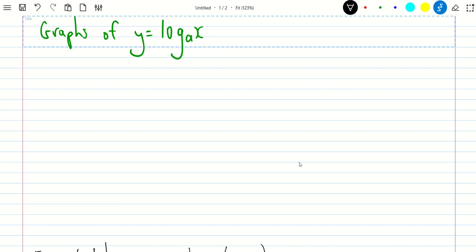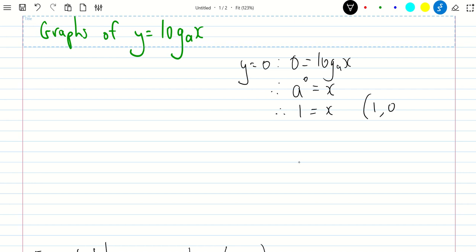Firstly, let's have a think about a few different points. What happens when y is equal to 0? So 0 is equal to log base a of x. If we rewrite this, that means a to the power 0 is equal to x, and we know that a to the power 0 is 1, so x is equal to 1. That means that no matter what a is, every single graph of log base a of x will always go through (1, 0). So that's the first really important point.